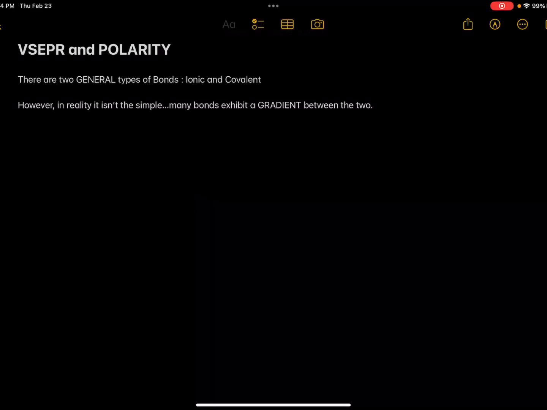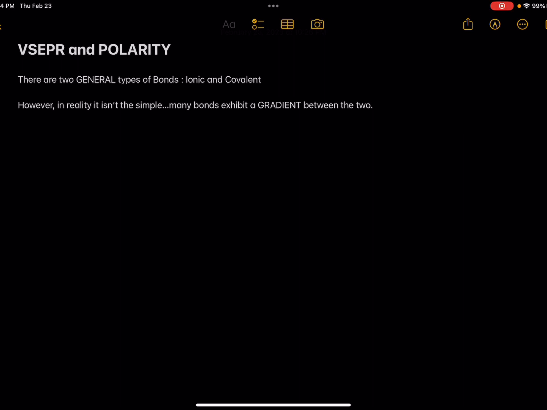There are two general types of bonds that we've covered up until this point in chemistry, which are simplified as ionic and covalent. However, in reality, it isn't that simple. Many of the compounds that we are going to do have bonds that exhibit what we call a gradient between the two, meaning that the bonds are not completely covalent in the sense that they're completely or evenly sharing an electron. However, the electron is also not completely transferred. So there is kind of a middle bond that happens between an ionic and a covalent.